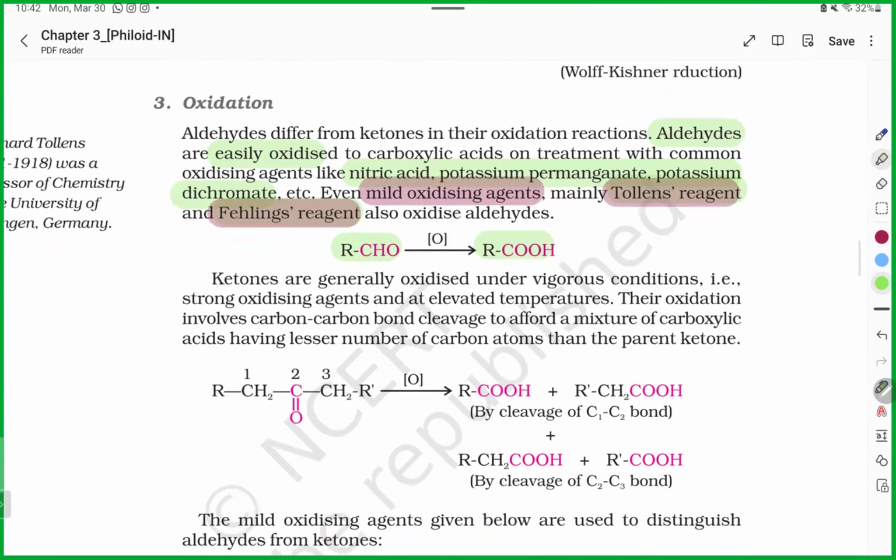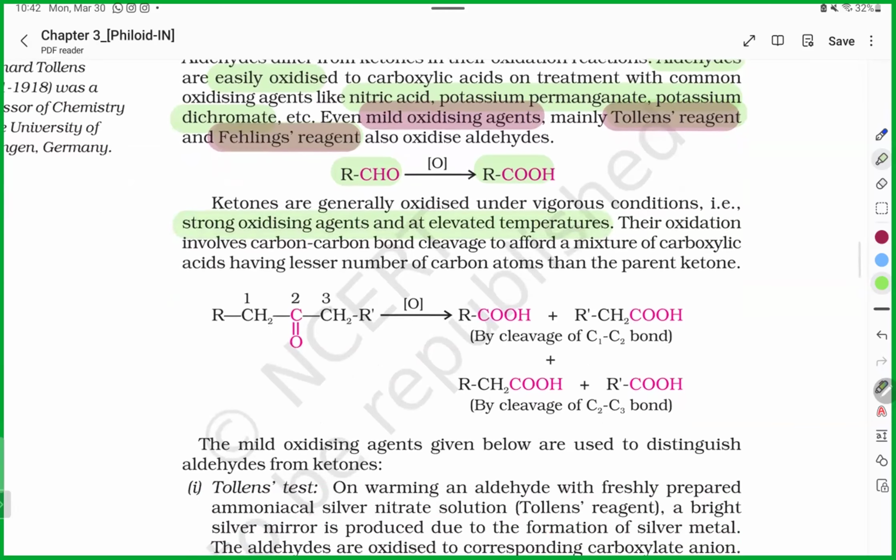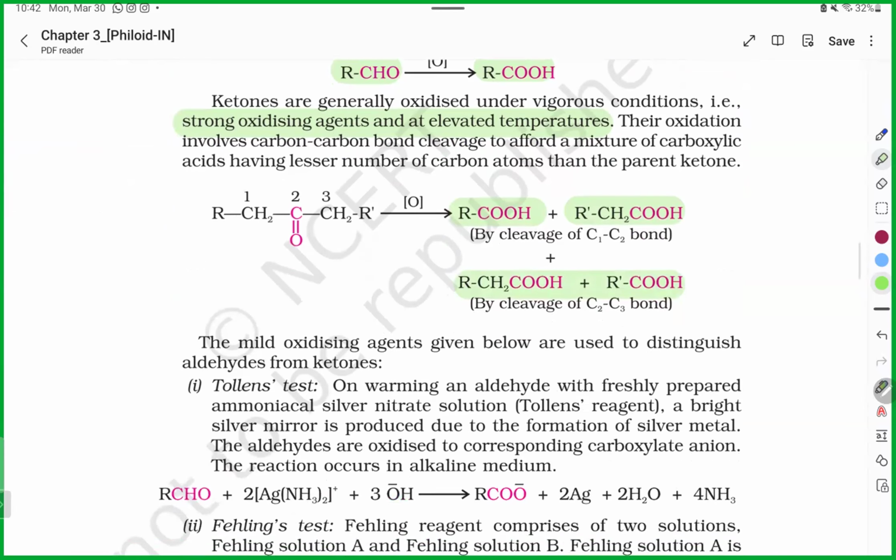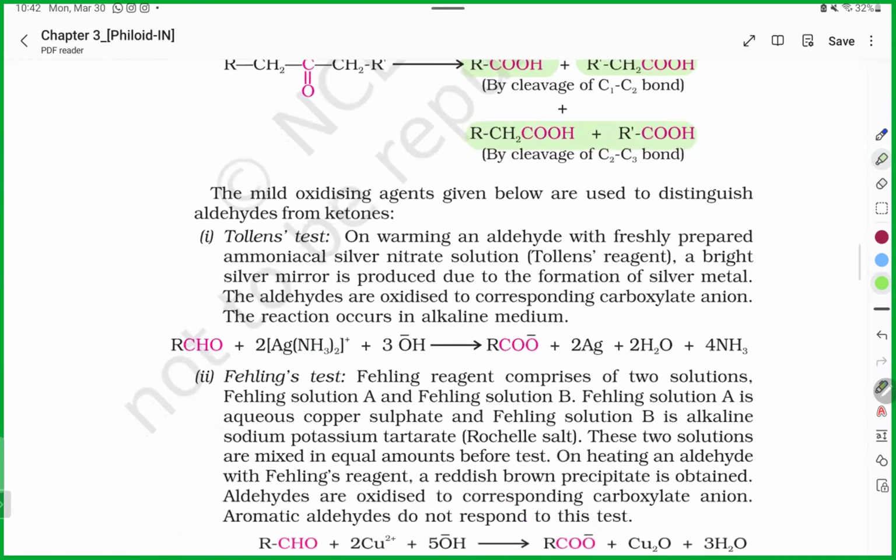Ketone reaction is very slow. That's why you need a strong oxidizing agent and very high temperature. So when ketone reacts, you get multiple products. Multiple products are possible. Any doubt?